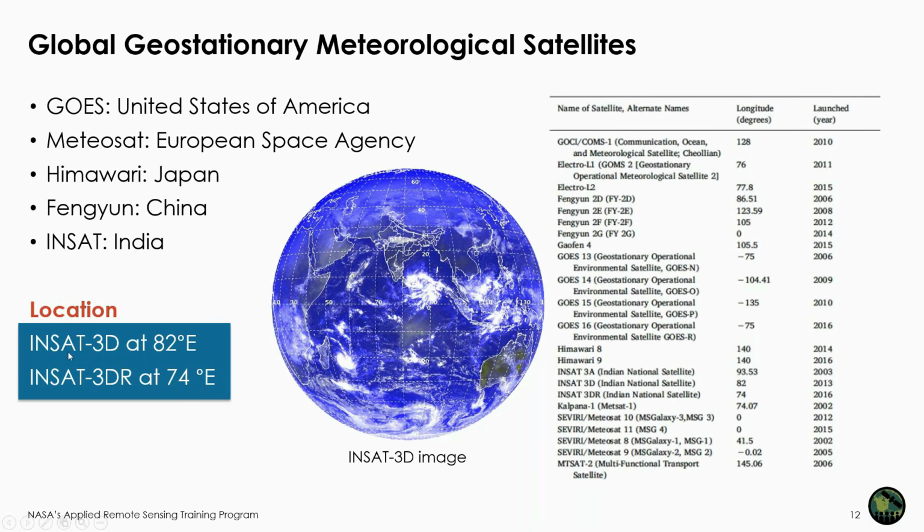Now we have two satellites. One is called INSAT 3D, which is located at 82° east longitude, and then the INSAT 3DR is located at 74° east longitude. So you get two different coverages from two different satellites. However, the area of interest is more or less common.